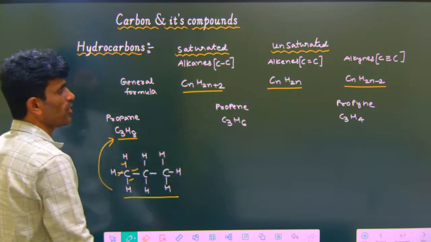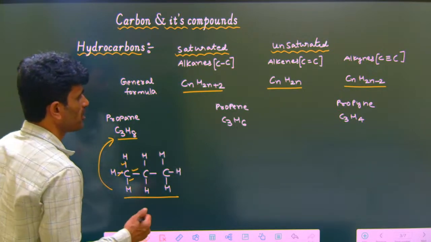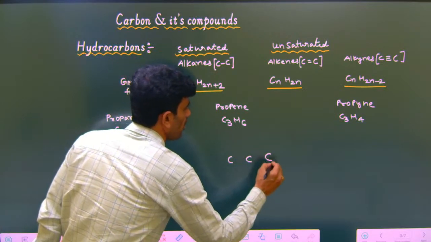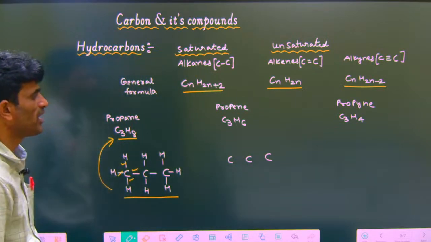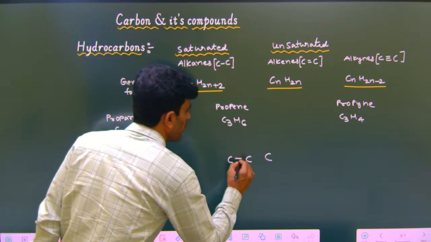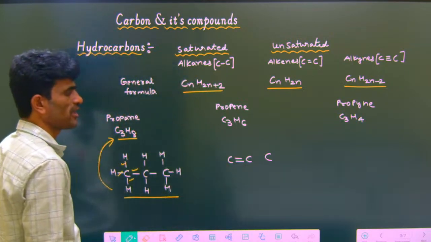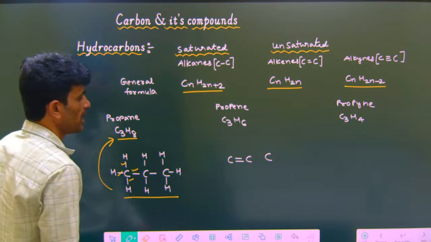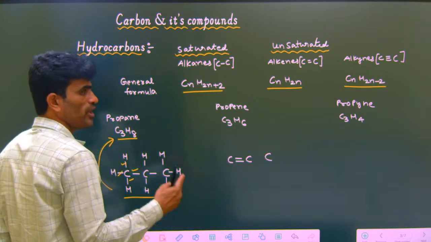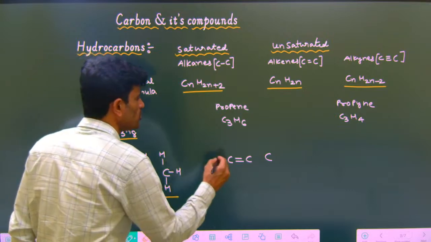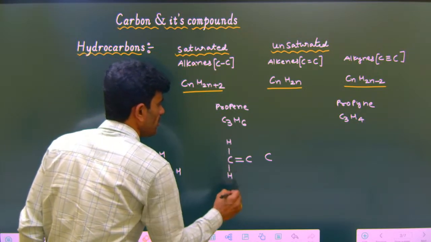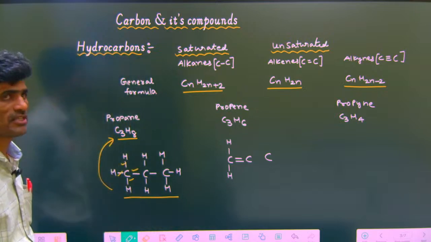Now similarly, if you come to propene, how can we draw the propene structure? First draw 3 carbons, and now between the first carbon and the second carbon there should be a double bond. Now if you observe, on the first carbon 2 covalent bonds are already over, so only 2 more covalent bonds are needed. Those 2 will be hydrogen and hydrogen. Now the first carbon is satisfied.